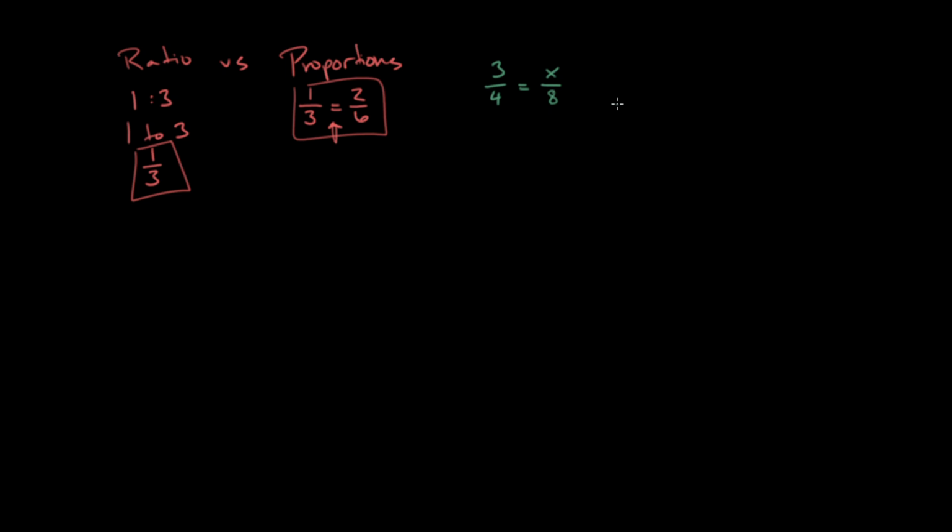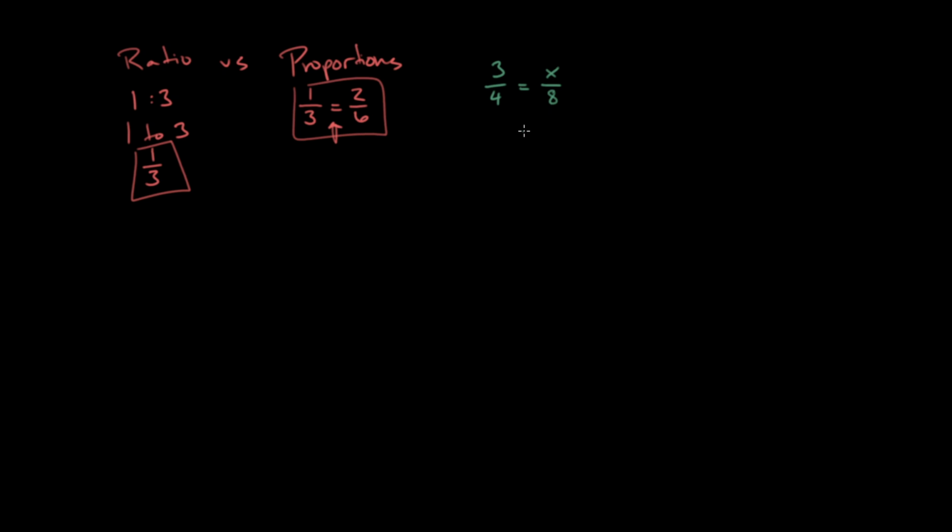One way of thinking about this is the comparison of these numbers: 3 is to 4 in the same way that something is to 8. We can see that 8 is just double what 4 is, so x is just going to be double what 3 is, because they have that same ratio within this proportion. And so we know that x is going to be 6.